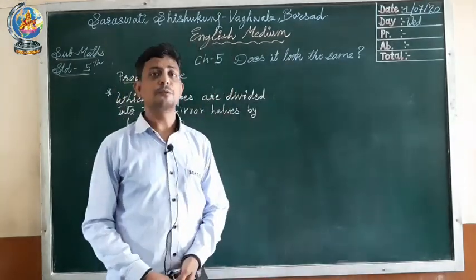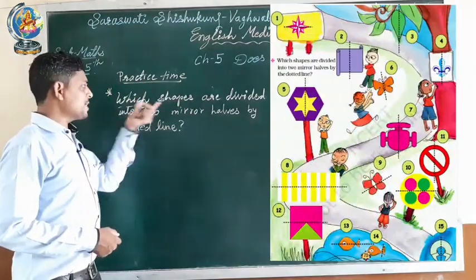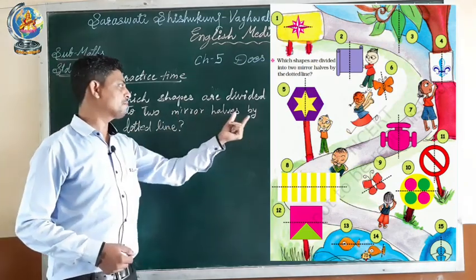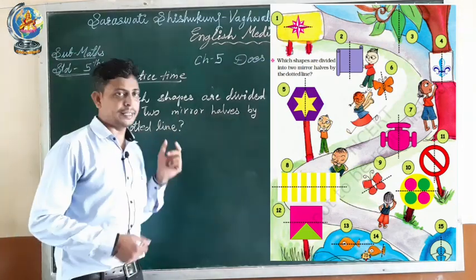Practice time question. Here we have a question: which shapes are divided into mirror halves by the dotted line?